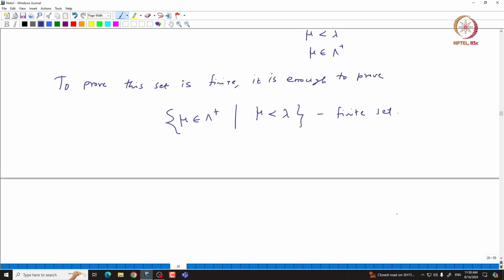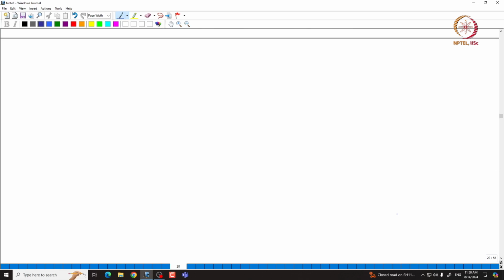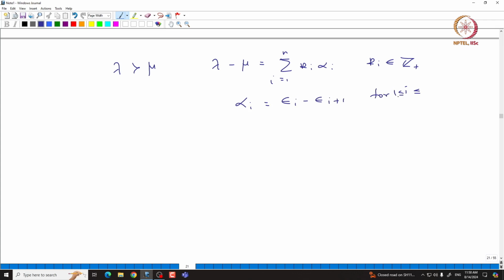Okay. And that can actually be obtained very easily. So, look at what is the meaning of lambda greater than mu. That means lambda minus mu is the summation of k_i alpha_i, where i ranges from 1 to n, where the k_i's are all in Z plus. Note that alpha_i is nothing but epsilon_i minus epsilon_(i+1) for i from 1 to n.